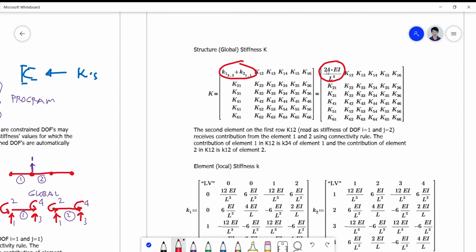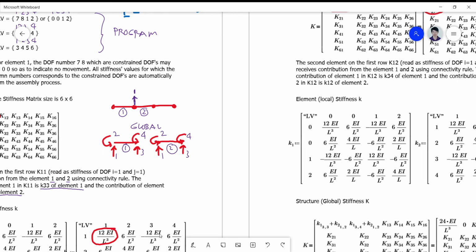So the second element of the first row, K12, where the stiffness of DOF I equals 1 and J equals 2, receives contribution from the element 1 and 2 using the connectivity rule again. The contribution of element 1 in K12 is small k34 of element 1, and the contribution of element 2 in K12 is small k12 of element 2. So this is still the same global and local connections, but now we are not referring to a 1, 1, but rather a 1, 2. So we draw the 2. Look, 1 and 2 is still connected to node 2 such that the only contribution it can get is from 1 and 2 members.